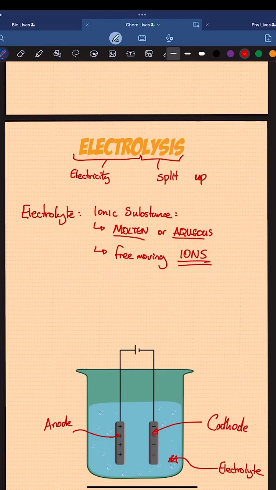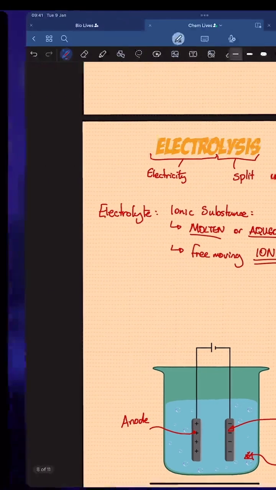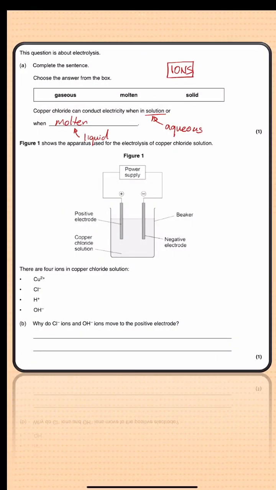So you can have one set of ions going to the cathode and one set going to the anode. There are 4 ions in the copper chloride solution: Cu2+, Cl-, H+ and OH-. Why do Cl- ions and OH- ions move to the positive electrode? What do you guys think?